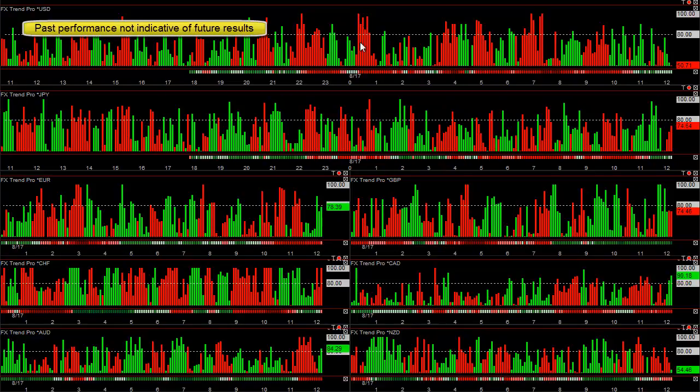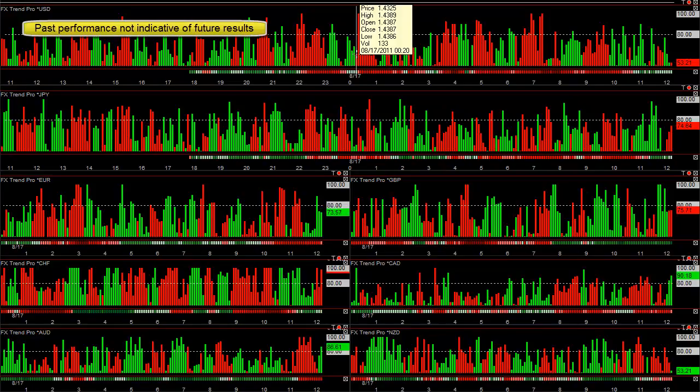If you see real-time weakness, and this is red, you want to short it against one that's both strong in real time and strong in the intermediate time frame trend. So you can see it wasn't the yen at 12:25.